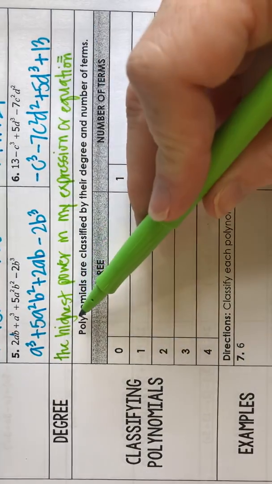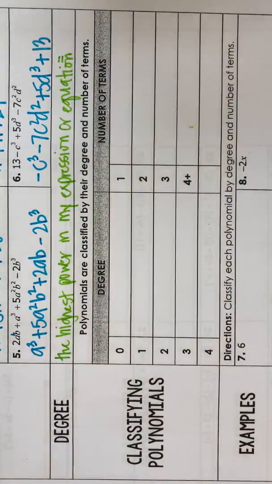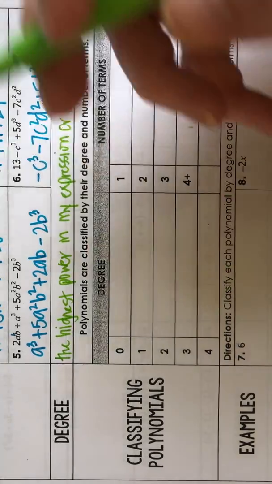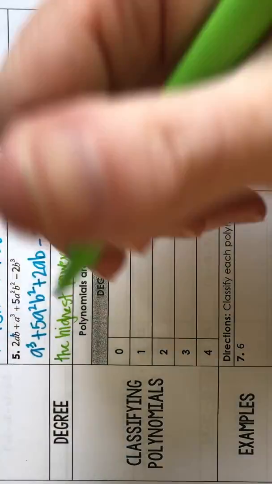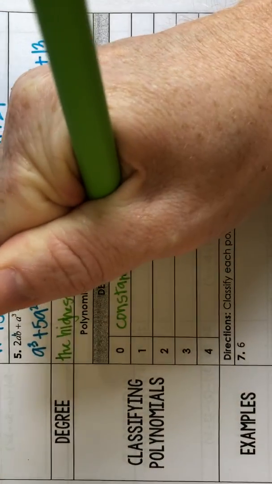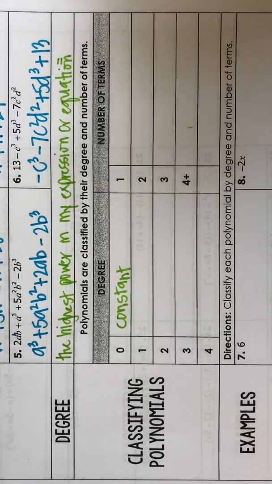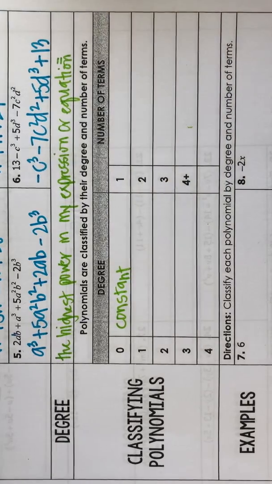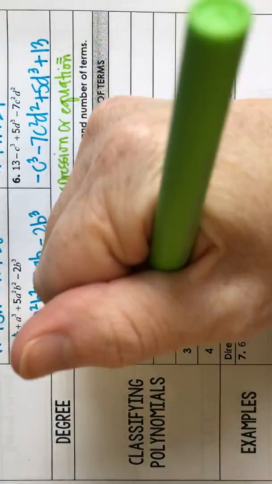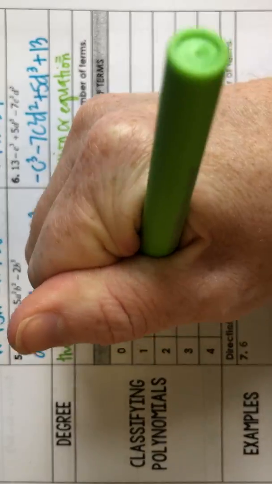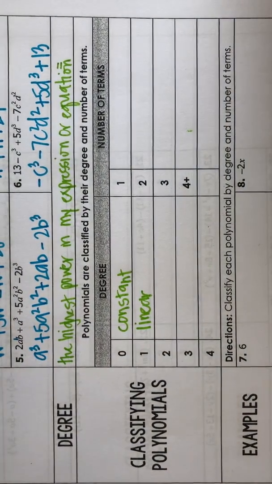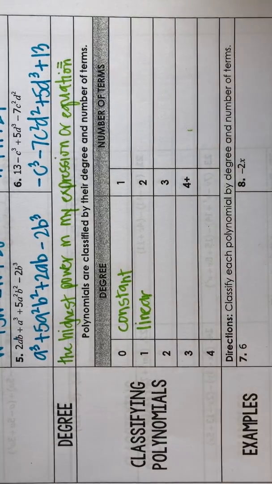The degree, remember, is the highest power or the highest exponent. If the highest exponent is 0, that means I have a number. So remember, we call those standalone numbers constants. Okay? So if it's just a number, it would be a constant. If it is x to the first power, taking a trip back to Algebra 1, that would be linear. X to the first power, if I graph that, it would create a line.